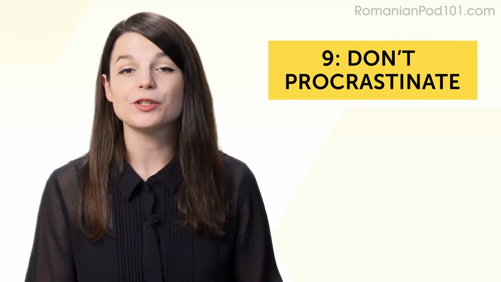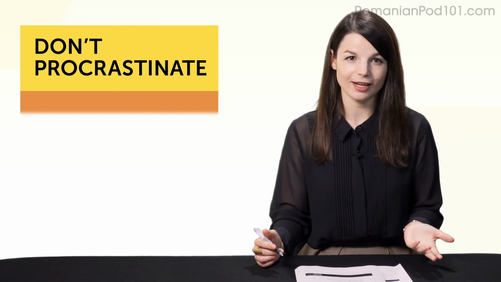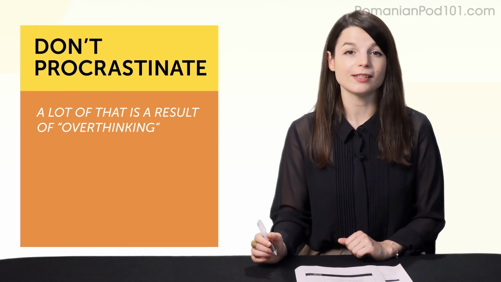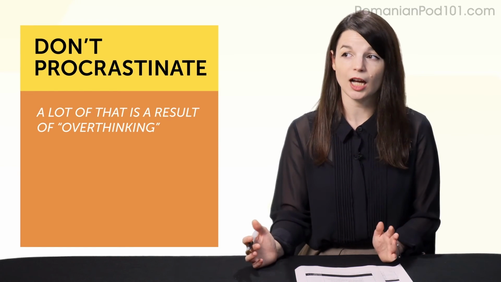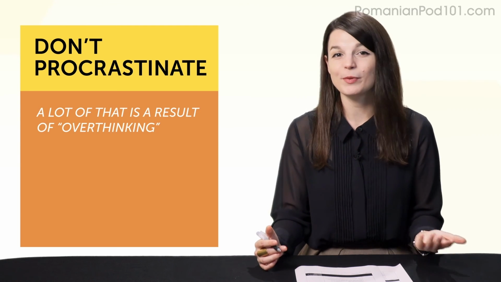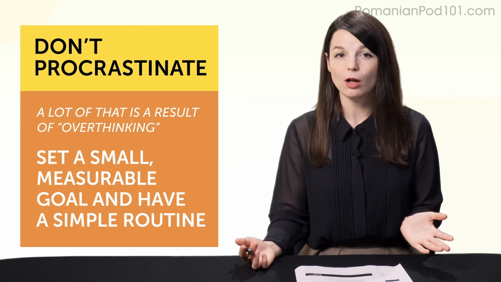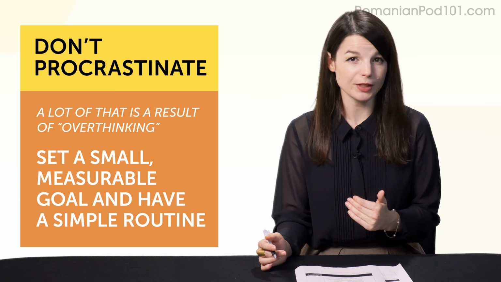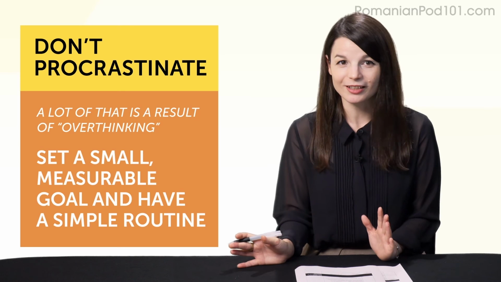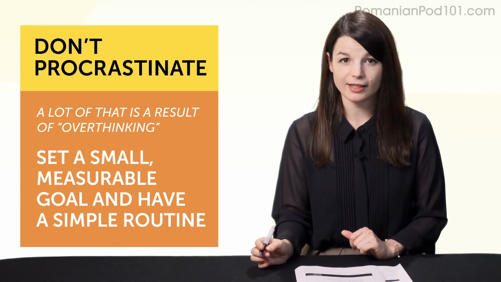Habit number 9 is don't procrastinate, which is easier said than done. Most of us procrastinate, and a lot of that is a result of overthinking. Let's say you plan on studying today. So you remember, I have to study. Now you're ruining it in your head. It becomes something you have to do. It's a hassle now. But if you set a small, measurable goal and have a simple routine, spend 5 minutes, then you know you just need to put in 5 minutes and you're done. So if you want to beat procrastination, make your goals and routines easy.